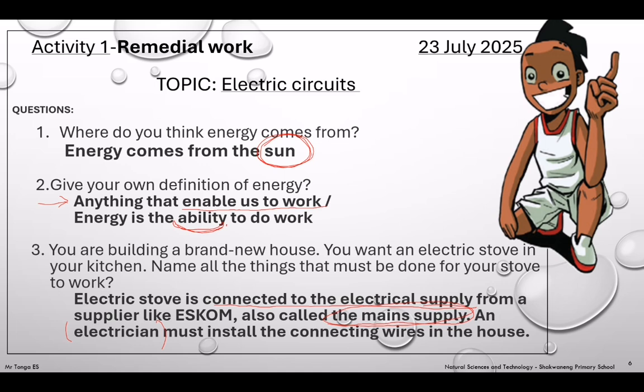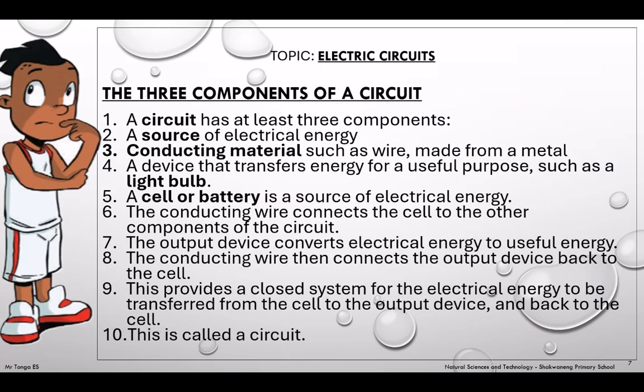An electrician is a person that works with electricity, and what they must do is install the connecting wires in our house. I think if you got that one correct, that's a mark, and then this one, 2 marks. This one, I would give you just about 3 marks, giving us a total of 6 marks if you got that correct. Mark yourself there. Okay, and then moving on to today's lesson.